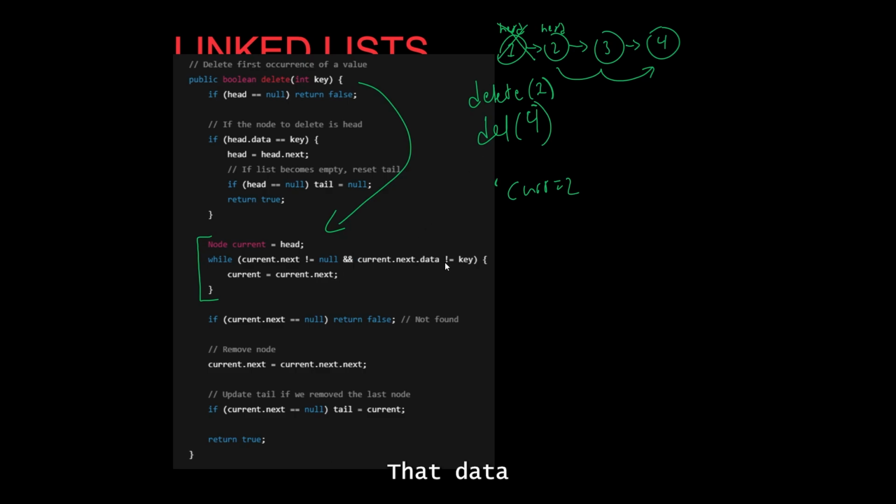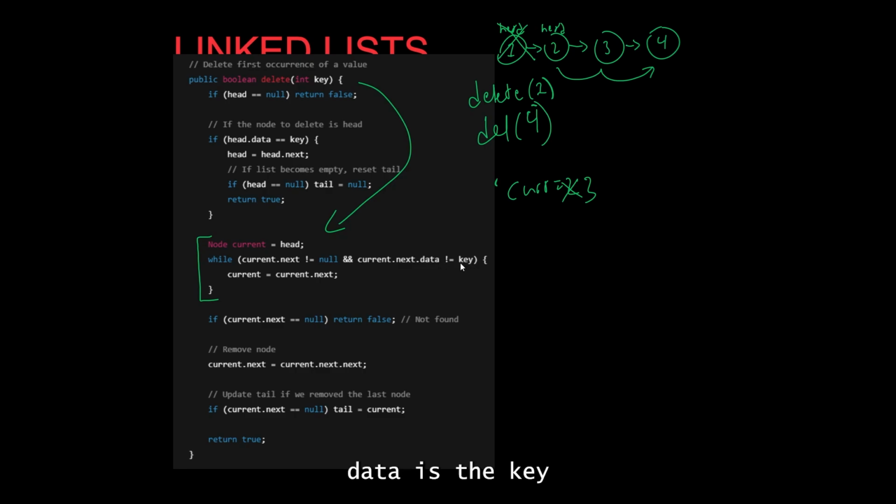And current.next.data is not the key. Well, current.next.data, which is 3, the key right now is 4, and that's not 3, so we're going to continue, or we're going to set current to its next value, which is 3, and then we check. 3.next is 4, so that's not null. Continue.